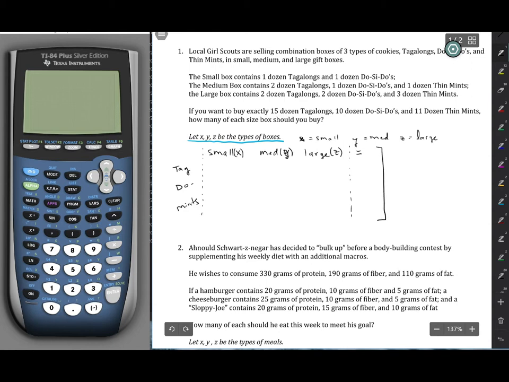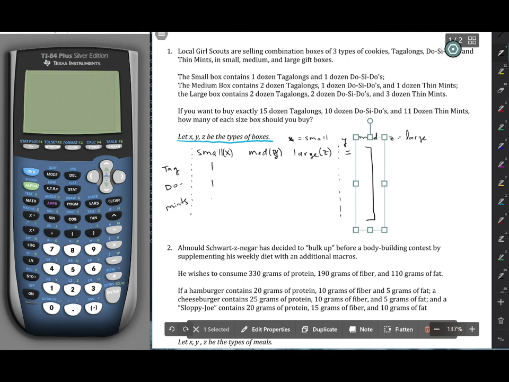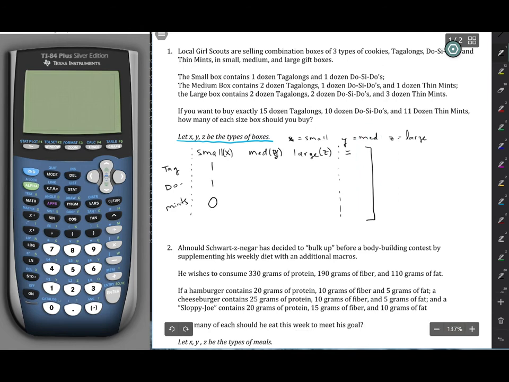So within a small box, there is 1 dozen Tagalongs, 1 dozen Do-si-dos, and it doesn't say anything about Thin Mints, so 1, 1, 0. For the medium box, there are 2 dozen Tagalongs, 1 dozen Do-si-dos, and 1 dozen Thin Mints. See how I'm filling this information in, and it's kind of different in that I'm going down, but I'm filling in what each of these are. Our large box contains 2 dozen Tagalongs, 2 dozen Do-si-dos, and 3 dozen Thin Mints.